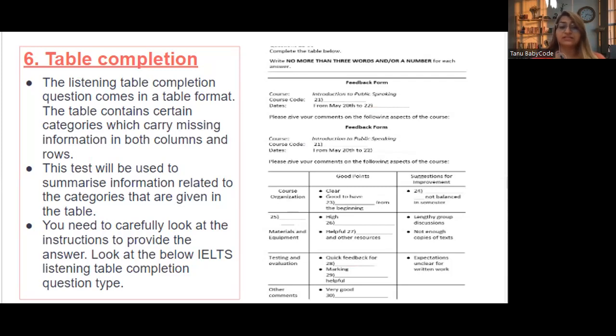Now this task will be used to summarize information related to the categories that are given in the table. So you have to summarize information and then fill out your rows and columns which are showing you the missing blanks. But be very careful because you have to write your answers according to the instructions. Okay, so please have a look at the table format, no more than 3 words and or a number. So whenever you're finding your answer, be cautious that you write according to the word limit.